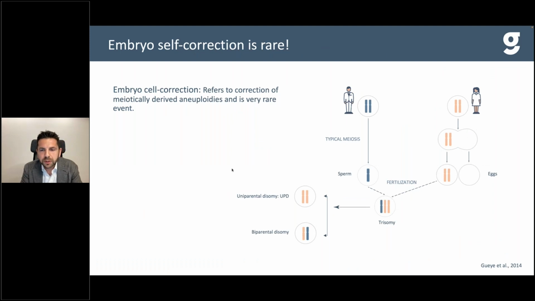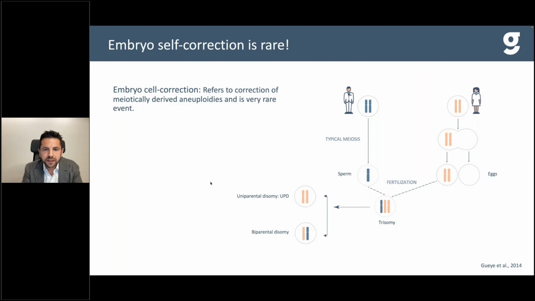Now, we often hear about self-correction, and I also want to make some clarity at this point. Self-correction, by definition, describes that event where a meiotically derived aneuploidy, here is an example of a trisomy, which is generated following a disomic, so a normal egg, and a haploid sperm. You can see here that you have a trisomy, and the self-correction event during pre-implantation development, let's assume, means that this trisomic zygote will correct its karyotype to a diploid constitution.